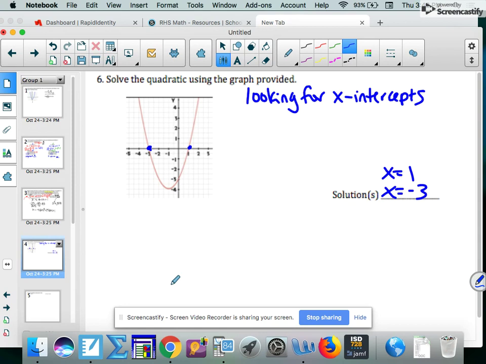It's not a point together. They're both x values. It's just like when we solve using quadratic formula, you get x equals an answer. So you have x equals 1 and x equals -3.